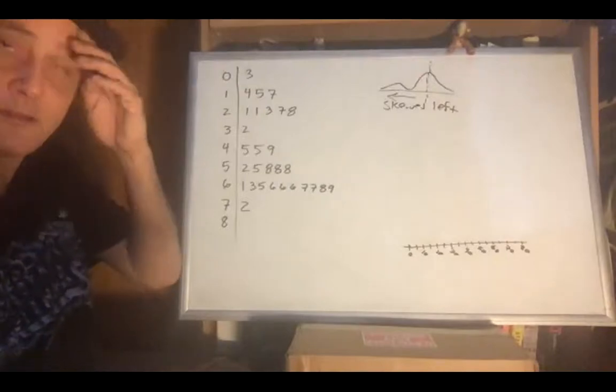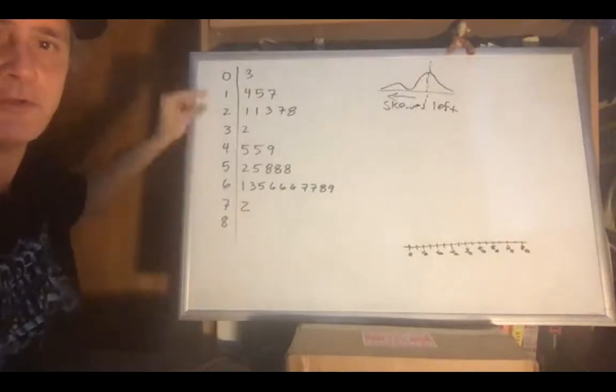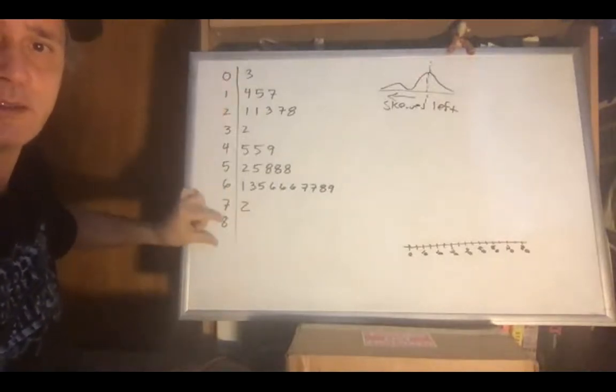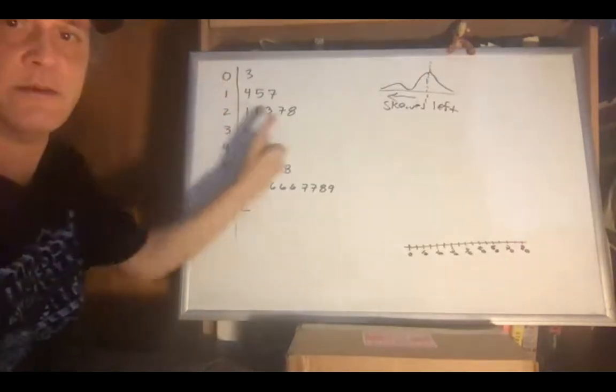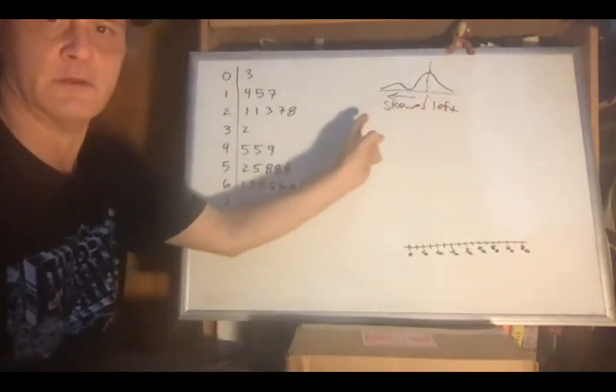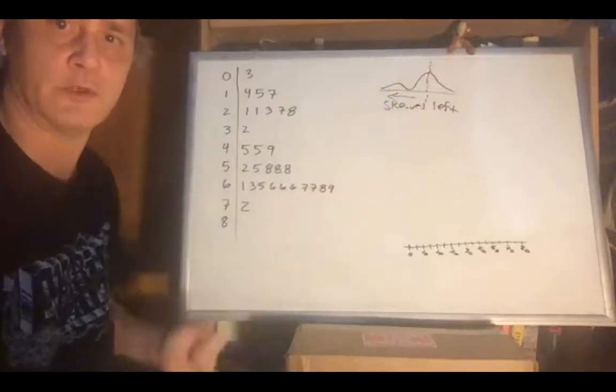Now, the problem with histograms is that it depends upon your interval. Looking at the stems here, we're basically doing intervals of 10. And this is just a big picture of what we're looking at.